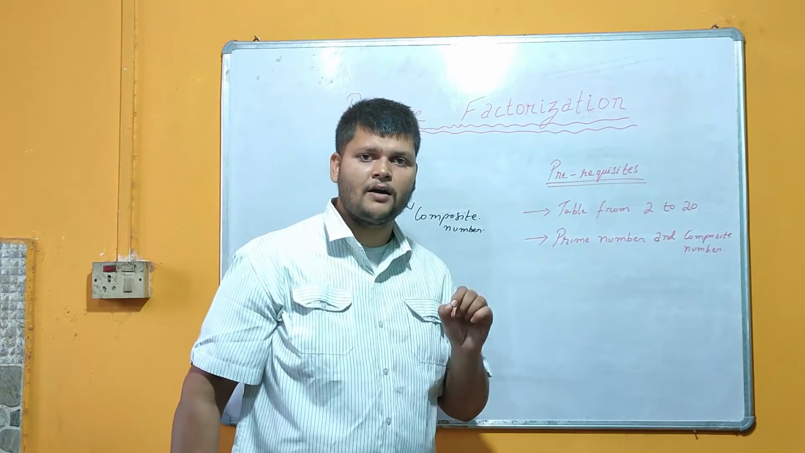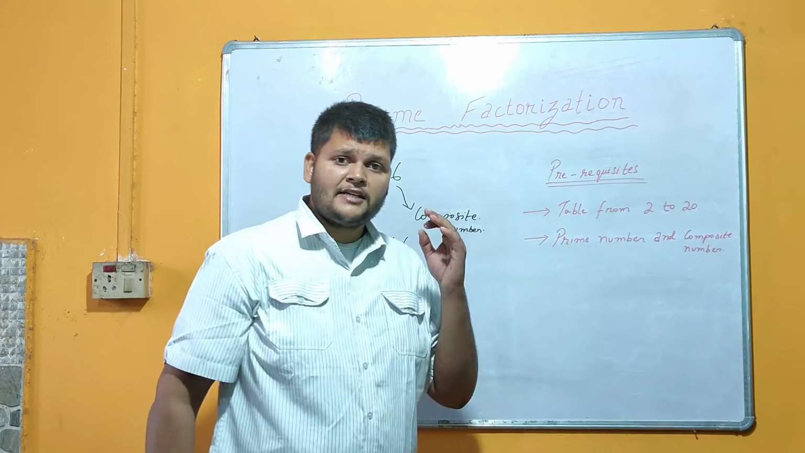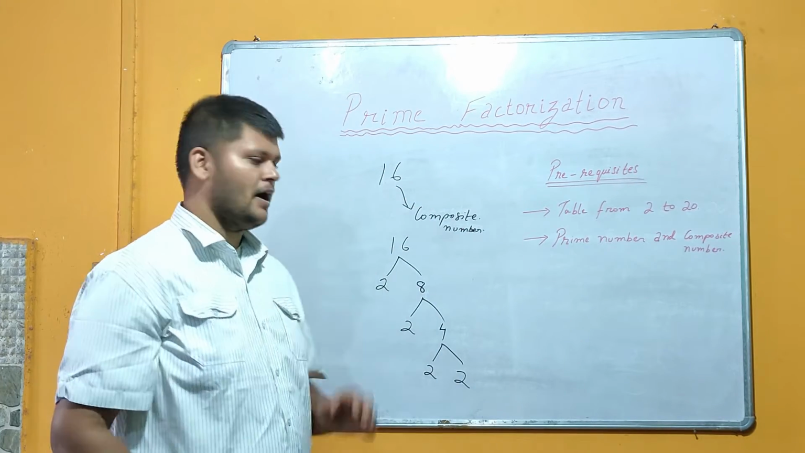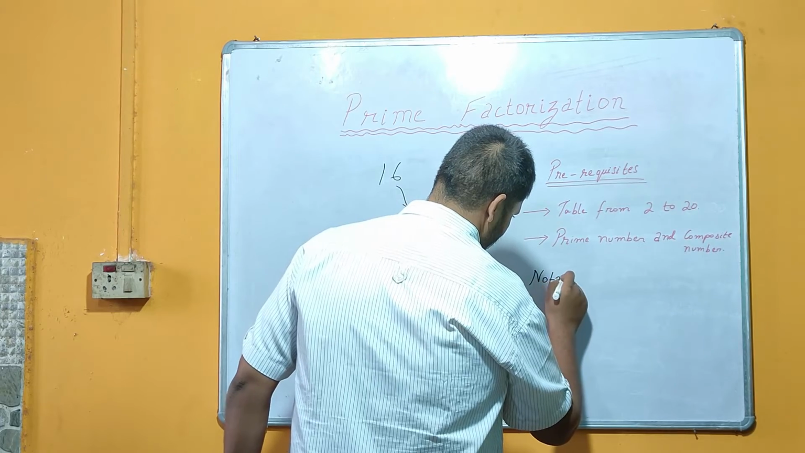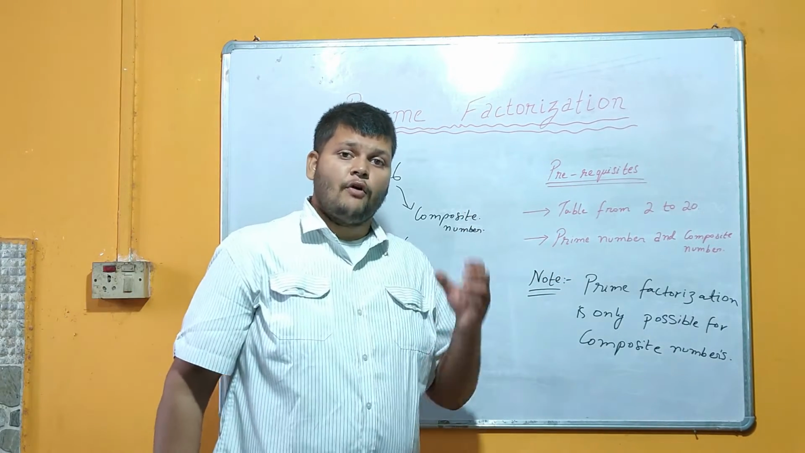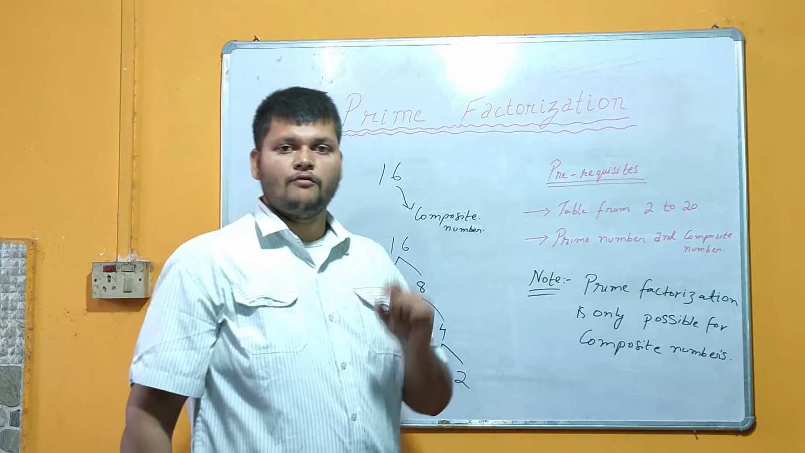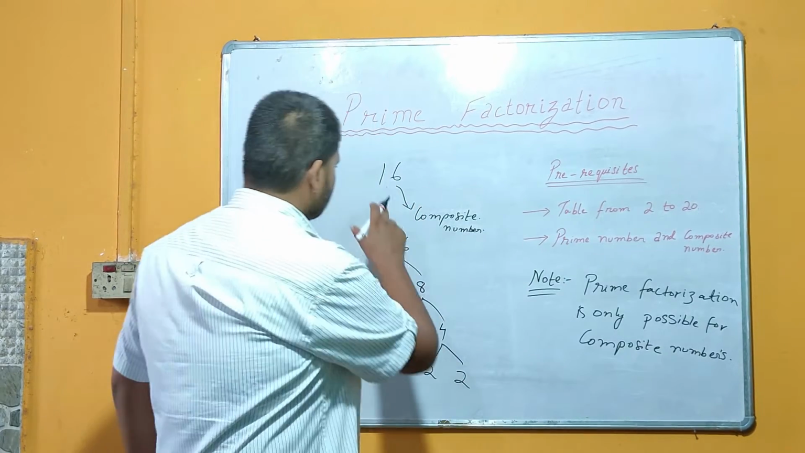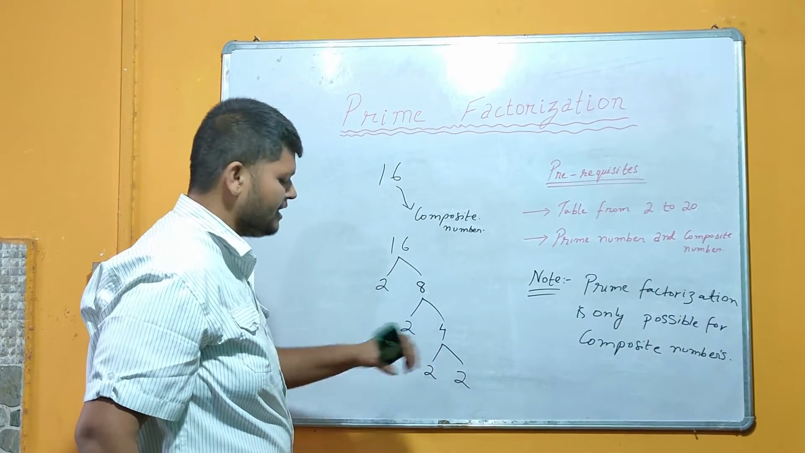So one point you need to remember over here is that prime factorization is only possible for composite numbers, not for prime numbers. Okay, I will write what I am telling over here. Note. What I am telling is that for composite numbers only you can find out the prime factorization. For prime numbers you can never find out the prime factorization. So this 16 was a composite number, that's why we were able to split it into these many parts.